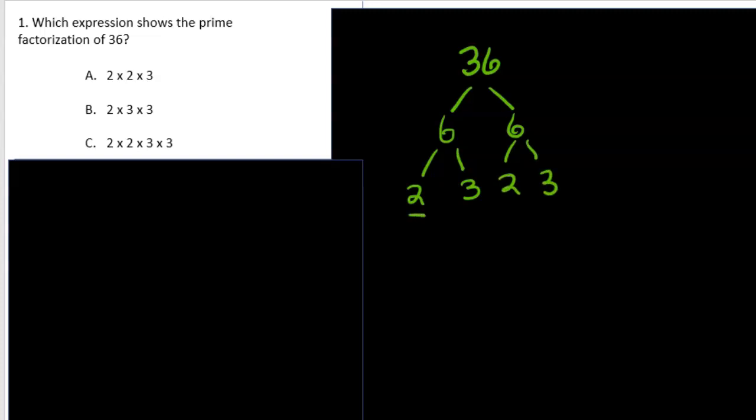Now, all of my numbers at the bottom of the factor tree are prime numbers. When we multiply, we're going to organize them lowest to highest. When we multiply 2 times 2 times 3 times 3, we should get 36. So that's how you would do your factor trees and get your prime factorization for question number 1.